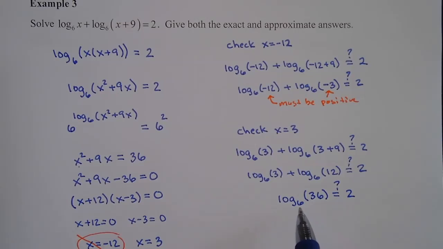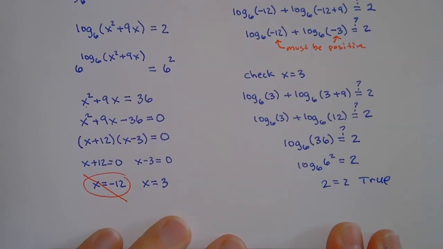Okay, so to figure this out, remember we can rewrite this 36 as 6 squared, right? So this becomes log base 6 of 6 squared, and we know this is 2. So 2 is equal to 2. This is a true statement. Let me slide it up. I just realized I came off the screen a little bit. So that's a true statement.